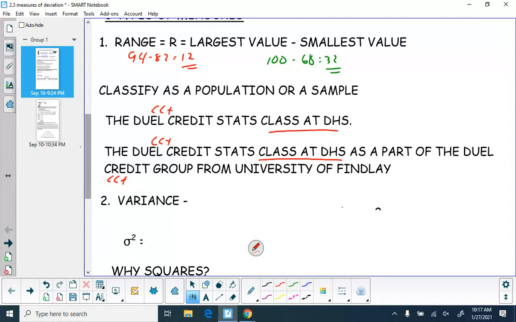What do you think, Austin? Okay, so this would be a sample. And then the other one would be, yeah, we're a population.